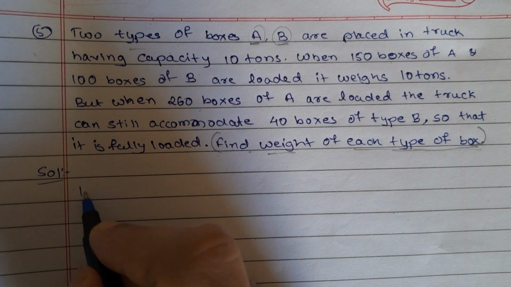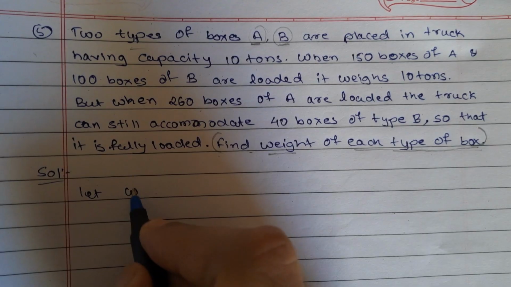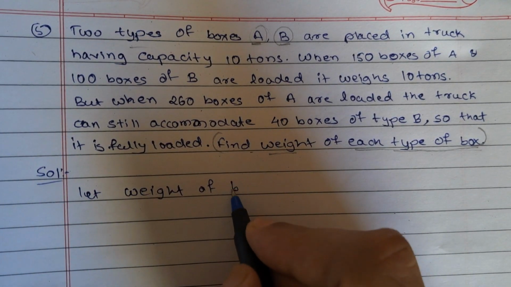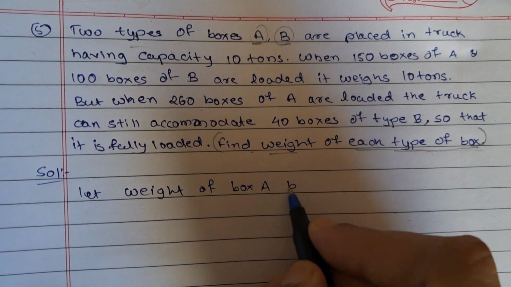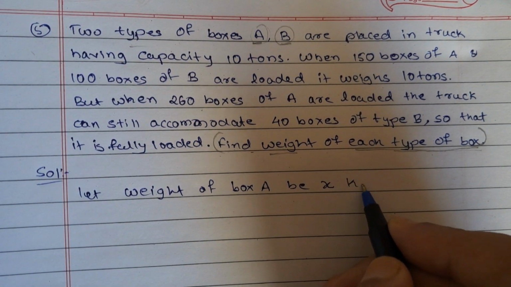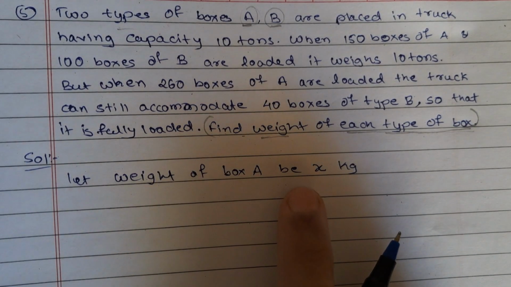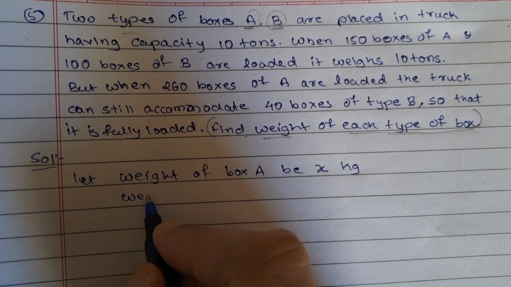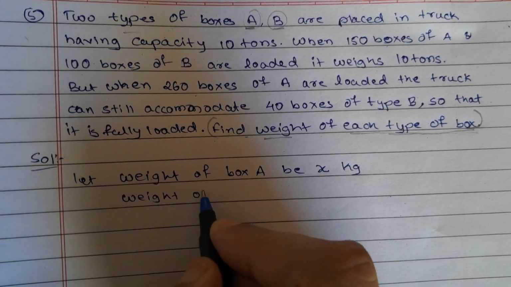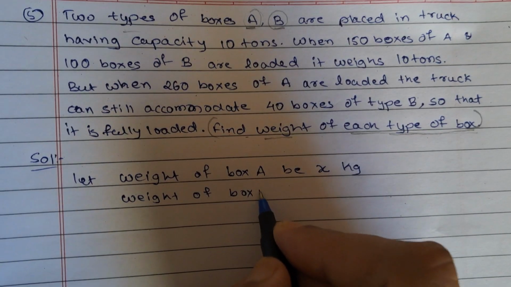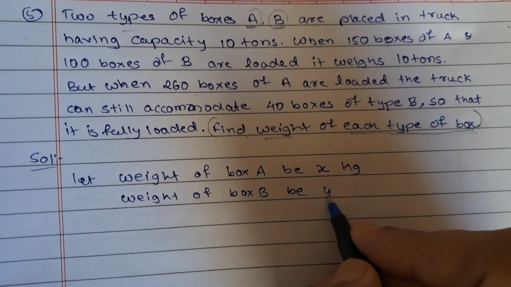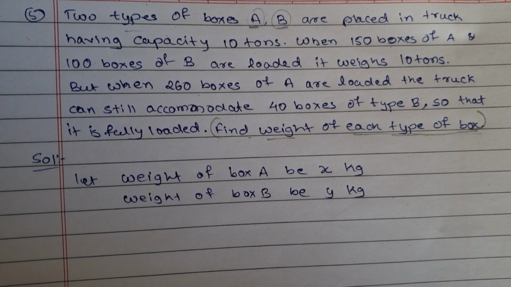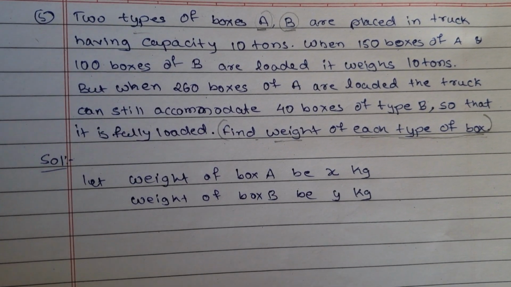I will say let weight of box A be x kg. Since it is weight, we probably prefer using the word kg. And weight of box B be y kg. Simple as that. To start off with the sum, this was a very simple thing that I could do.